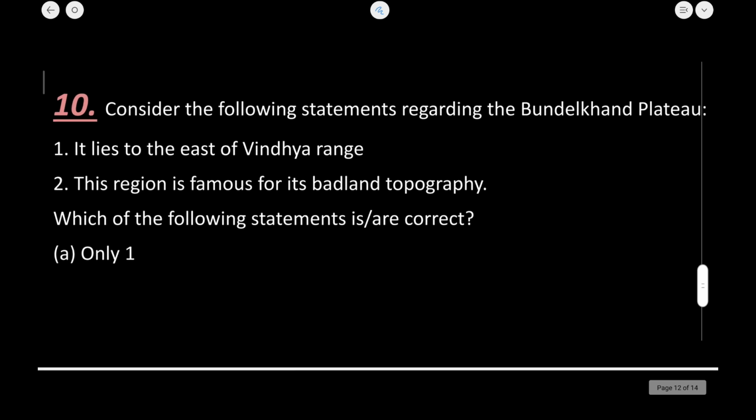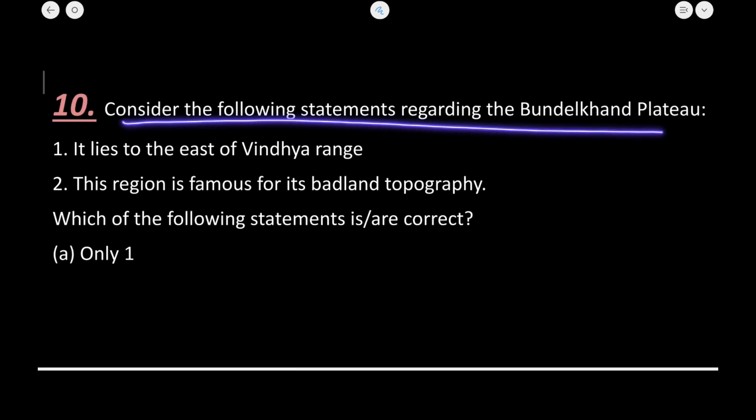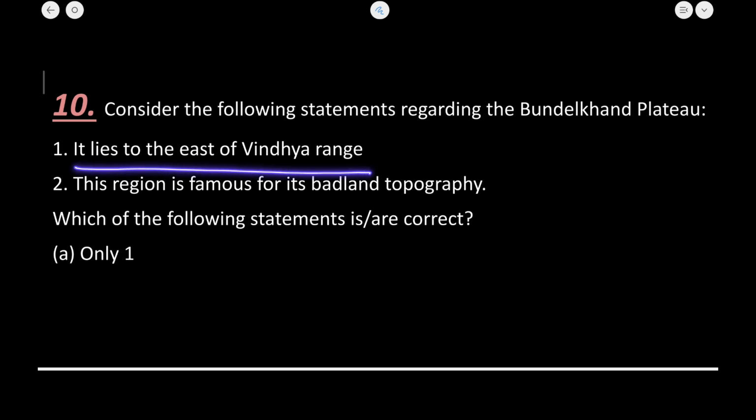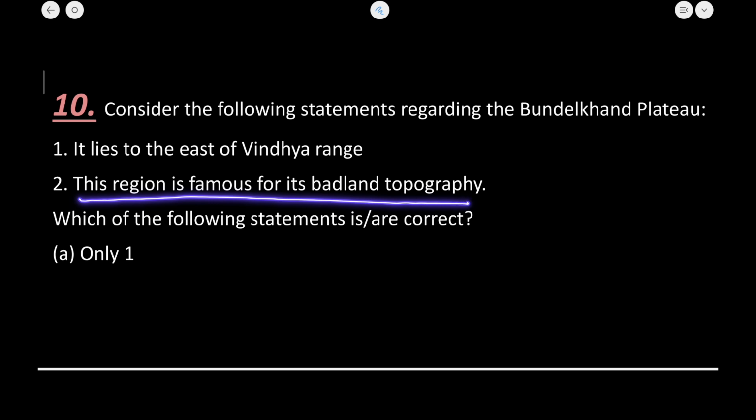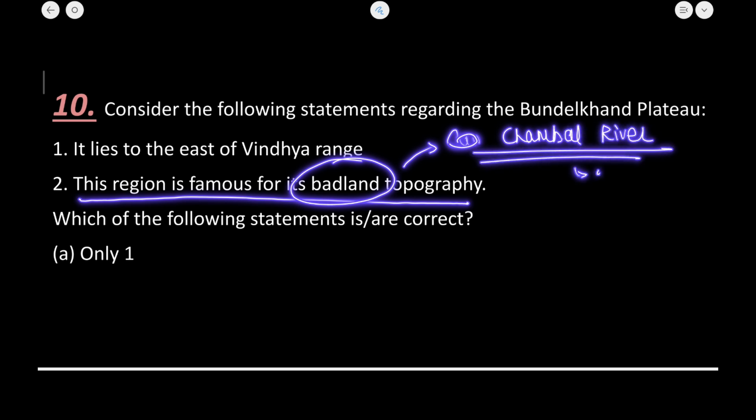Now, next is, consider the following statements regarding the Bundelkhand plateau. Now, it lies east to the Vindhya range. Is this statement correct? Now, the next statement is, the region is famous for its badland topography. Yes, the badland topography of the Bundelkhand region is in the area of the Chambal river. I hope that you have watched the Paan Singh Tomar movie. Okay, it has a badland topography. River terraces of the Chambal river are there, so the statement is absolutely correct.